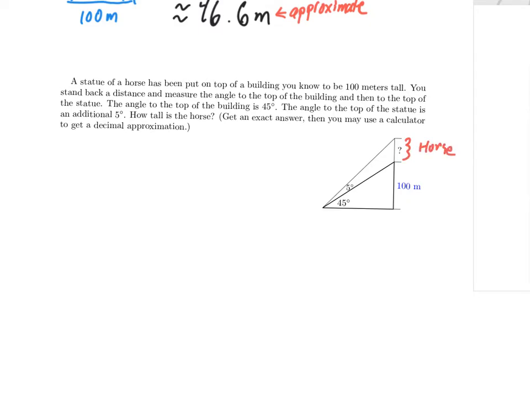I can't actually draw the picture, but imagine there's a statue of a horse atop a 100-meter tall building. You want to know how tall that horse is, how big the actual statue of the horse is. Now, you can't measure it on your own. You aren't going to climb the building to measure the height of the horse, or to do so would be reckless and silly because there's an easier way to do it.